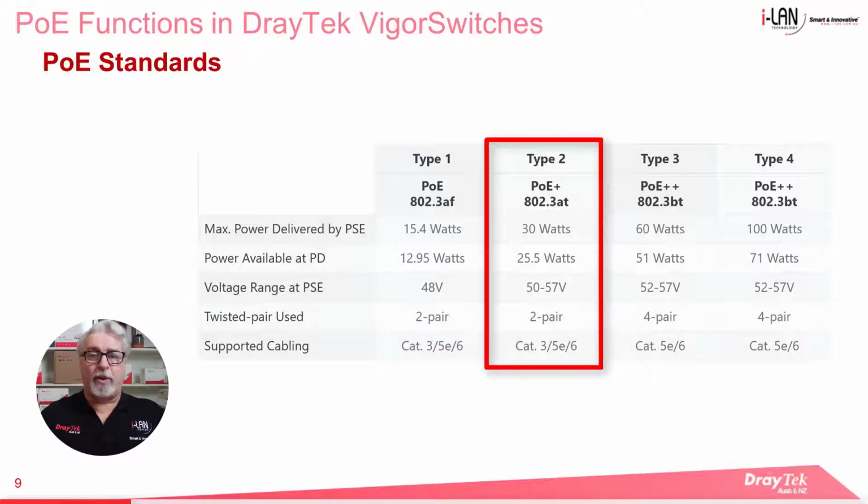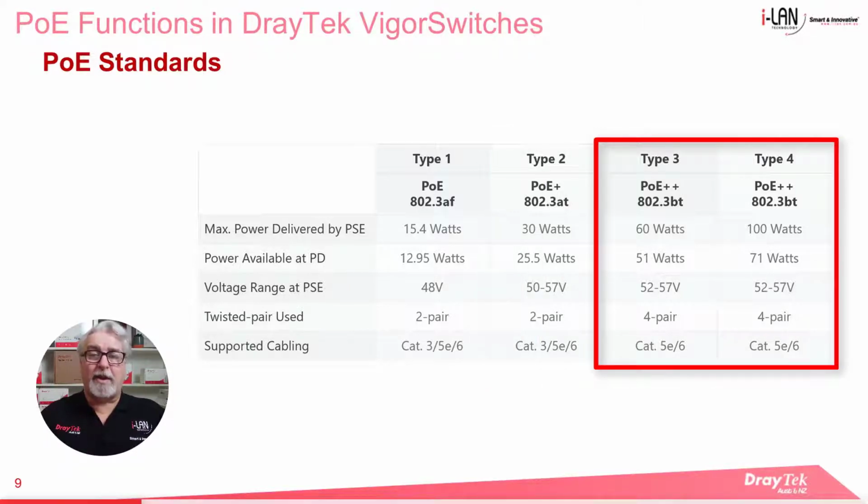Next is 802.3at, which is also known as PoE+. It can provide up to 30 watts of power and is suitable for higher powered equipment such as PTZ IP cameras, video IP phones, or access points with PoE outputs such as the Vigor AP918 RPD.